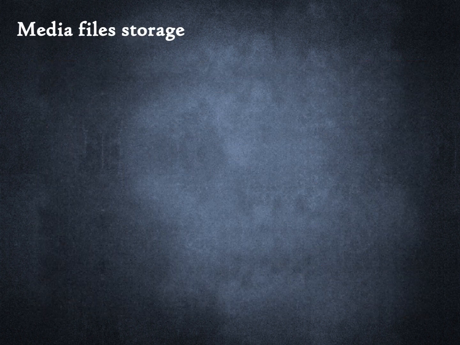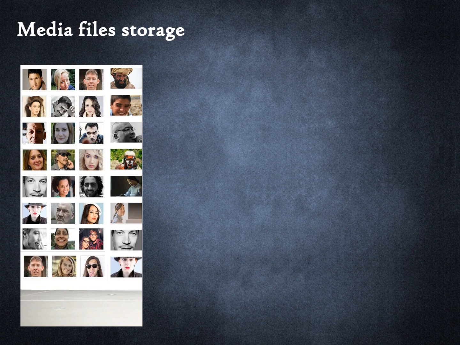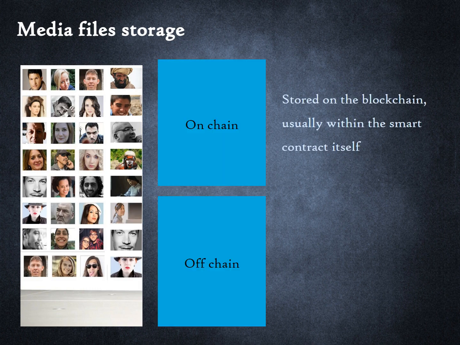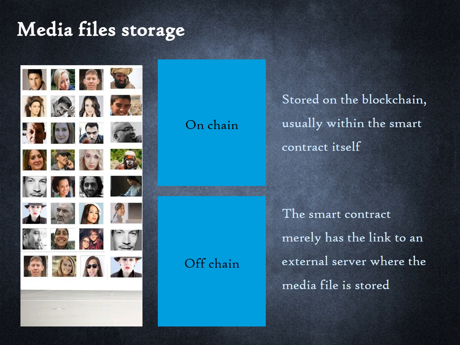The media file, whether a picture, an audio file or a video file, may be stored on-chain or off-chain. In on-chain storage, the smart contract stores the media file within itself. In off-chain storage, the smart contract merely has the link to an external server where the media file is stored. Let us review each option next.